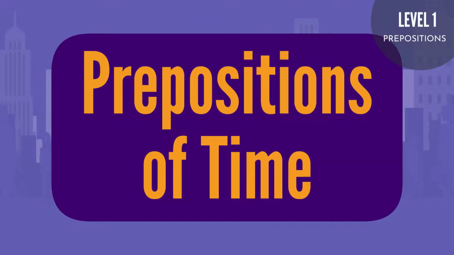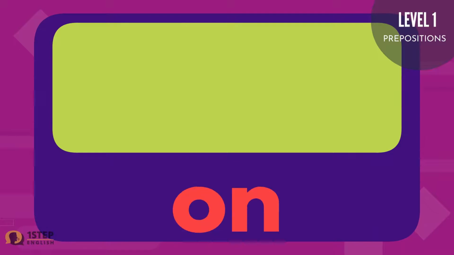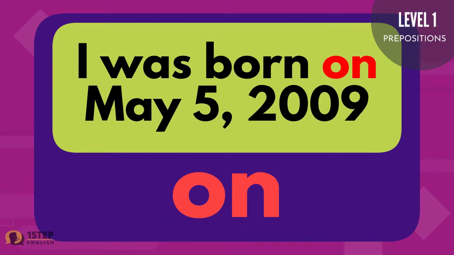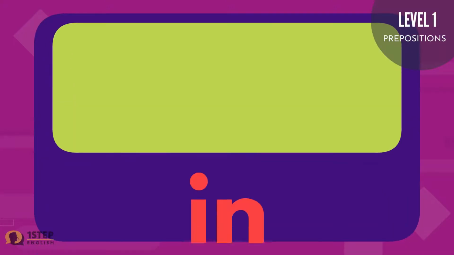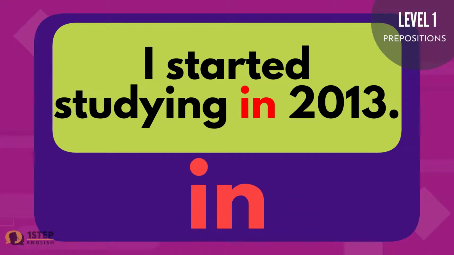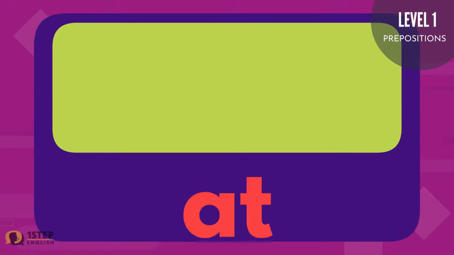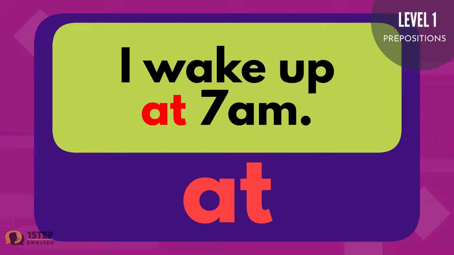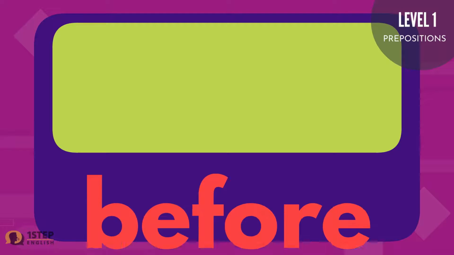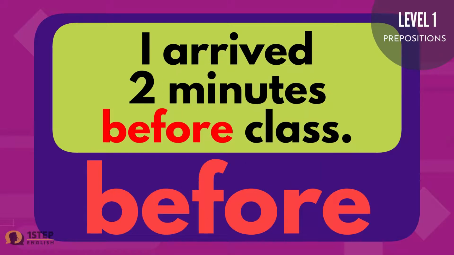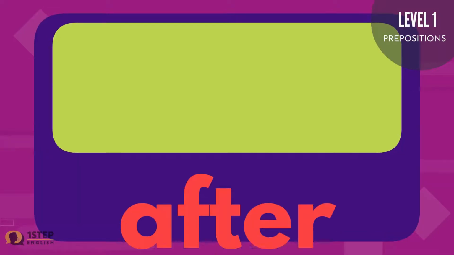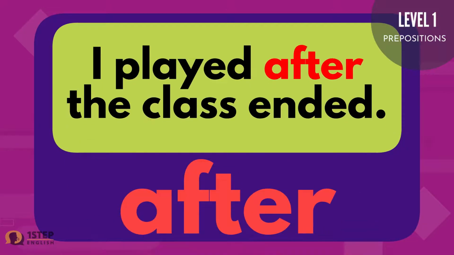Prepositions of time. On. I was born on May 5, 2009. In. I started studying in 2013. At. I wake up at 7 a.m. Before. I arrived 2 minutes before class. After. I played after the class ended.